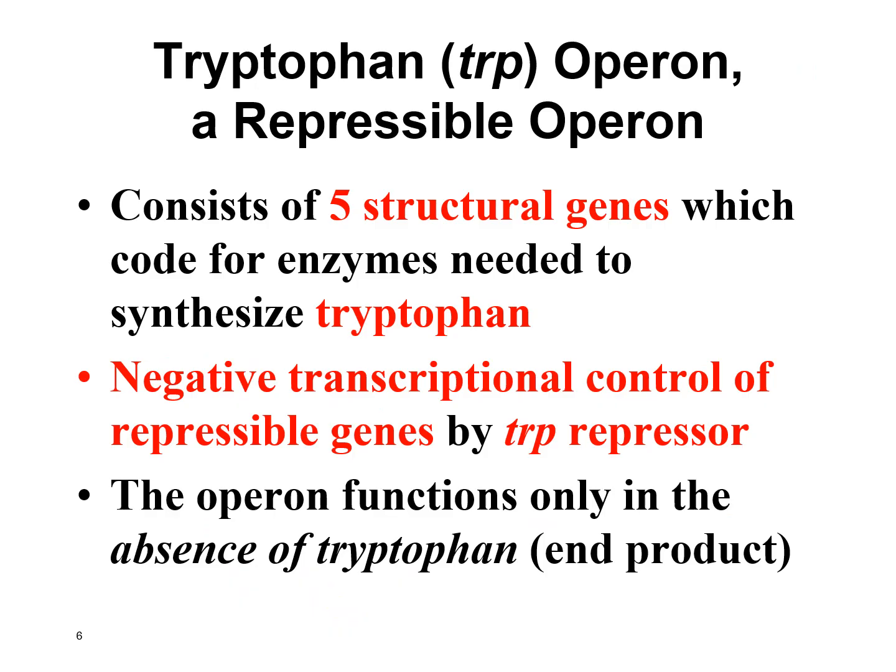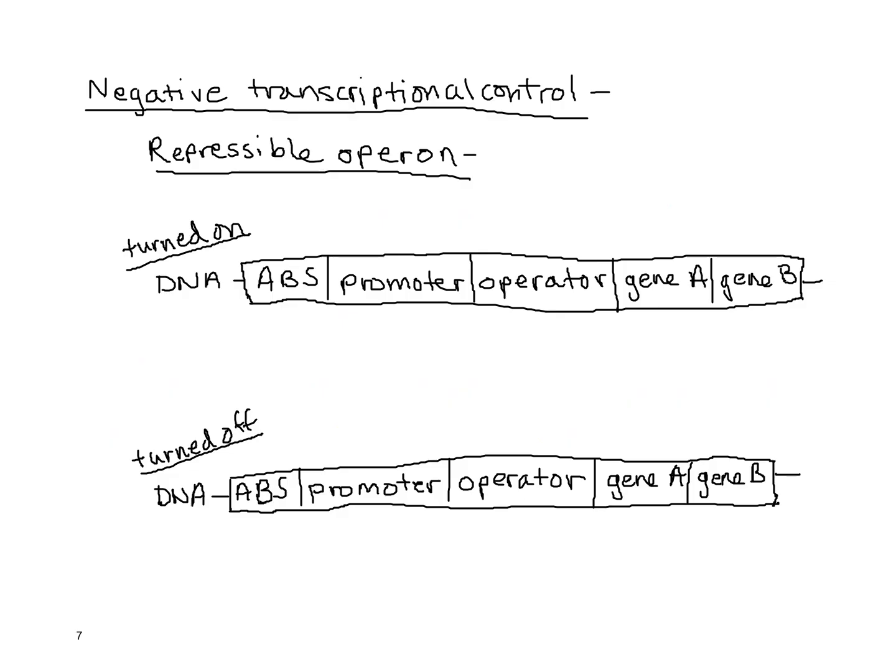Okay, and then another operon just to know would be the tryptophan, or Trp, operon. This operon is a repressible operon that's under negative transcriptional control. It contains 5 structural genes. A structural gene is just a gene that codes for a protein, and these genes will code for enzymes that are used to make the amino acid tryptophan. So let's just look at this operon. If we're using negative transcriptional control to turn this operon on and off, the regulatory protein we're going to be using would be a repressor protein.